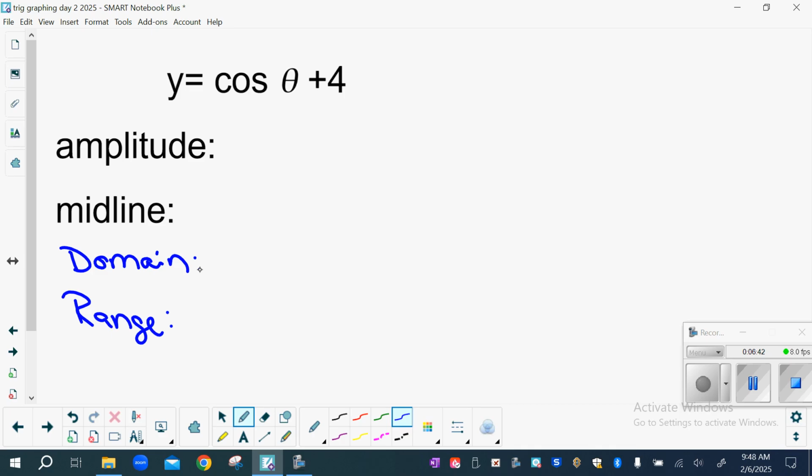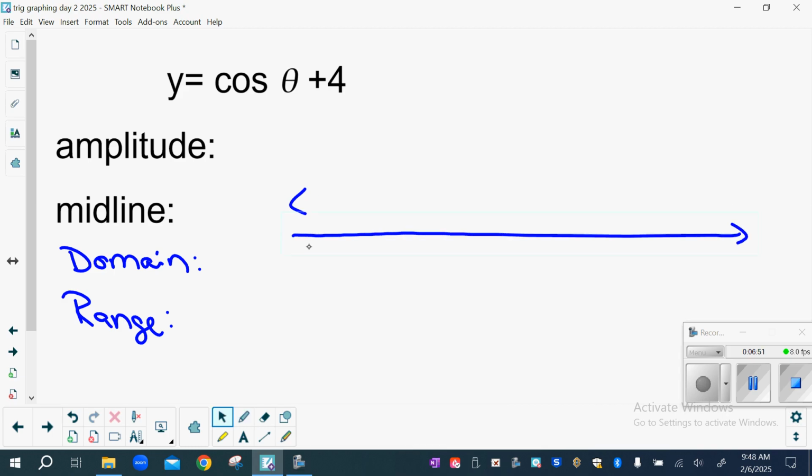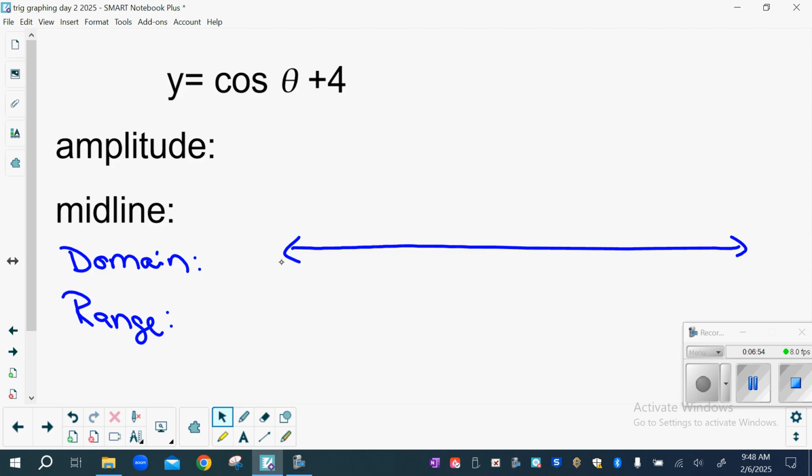Cosine's a little bit of a pain in the ass. I'm not going to lie. Don't love cosine as much for me. Oh, I'm going to move that down a little bit. Down. Here we go.